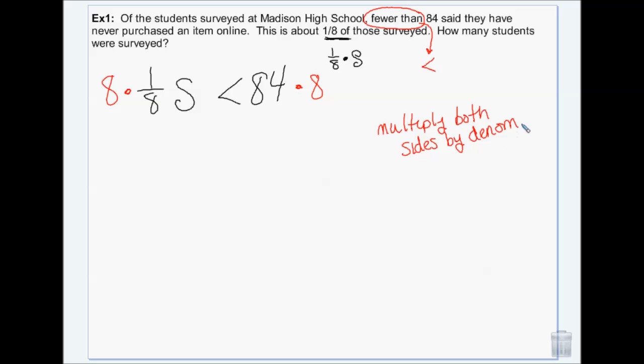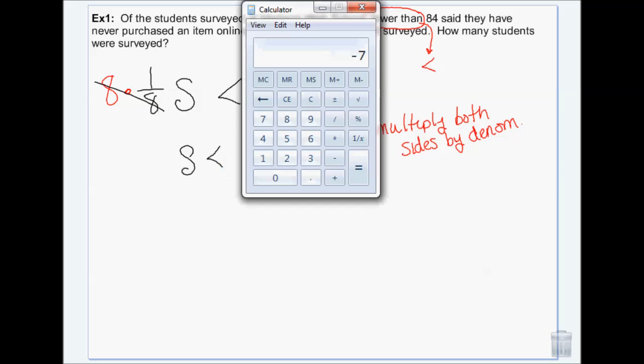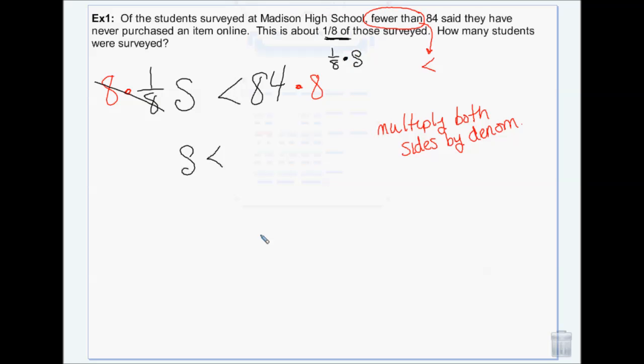So we multiply both sides by the denominator. These two 8s will cancel each other out, so I'm just left with S. And 84 times 8 is 672. So less than 672 students were surveyed.